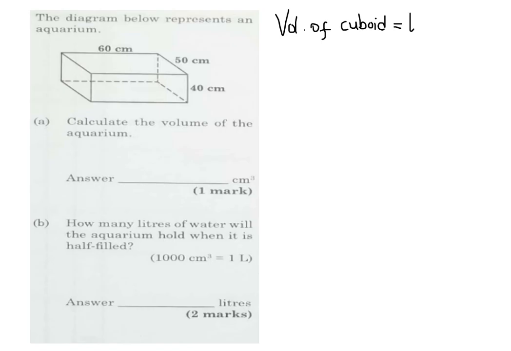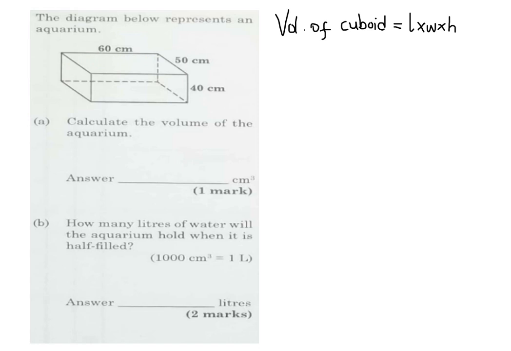So length by width by height, this is how we calculate volume of a cuboid. And remember, like I was saying, it's a three-dimensional shape, it's a solid, right? So that's why we have to have three dimensions basically when we're calculating the volume here. And the three dimensions would be the length, and in this case the length is 60 centimeters, right? This is the long side here.